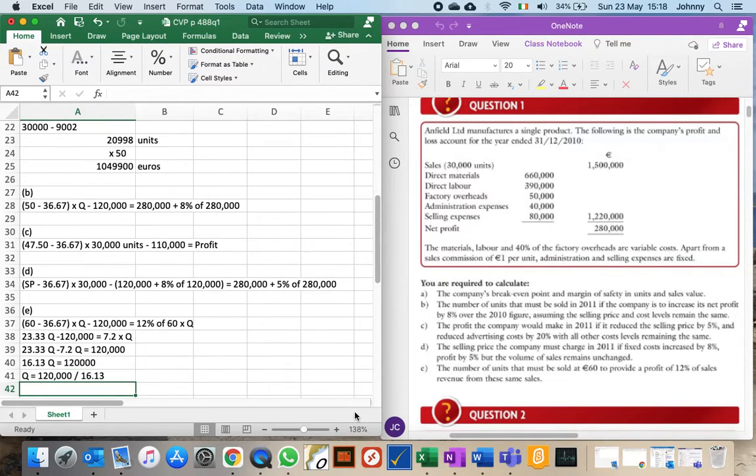Remember, this is Q I'm working with, so when I do my maths I'll get an answer of a certain number of units. When I'm up here looking at sales price, my answer is going to be euros, so make sure you label that. My previous one I was looking for profit, so the answer is going to be euros again. And the other one we're looking for is Q, so the answer is going to be units. So just be careful of that. I hope that helps.